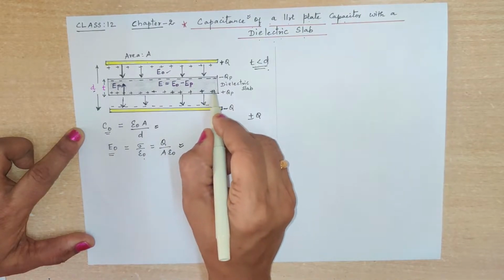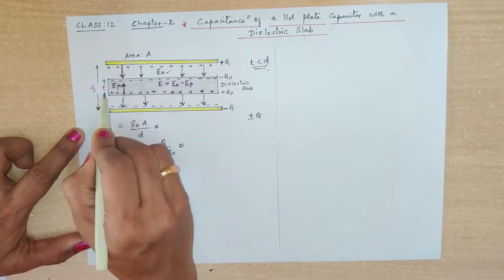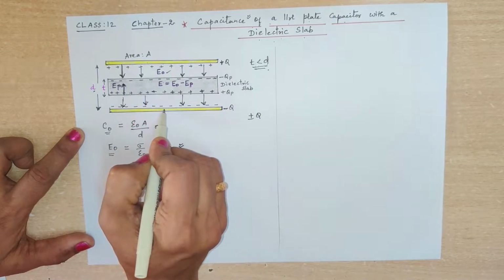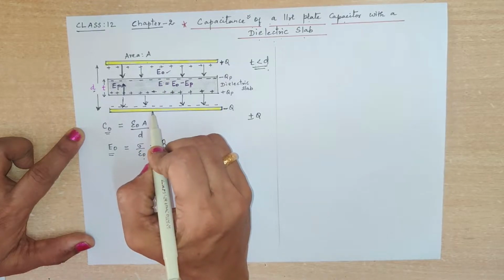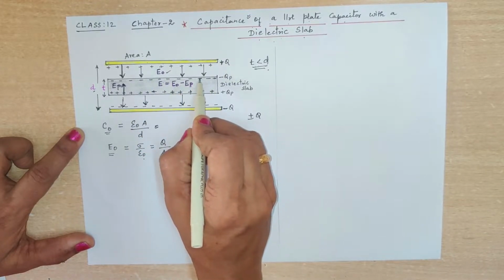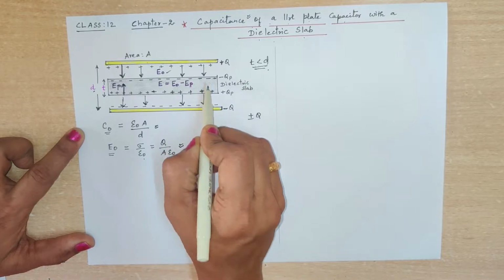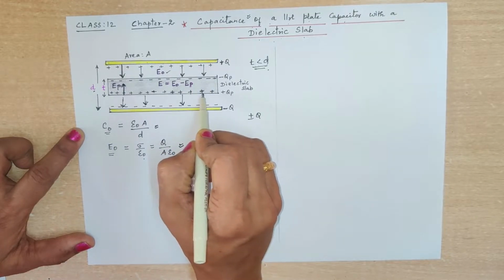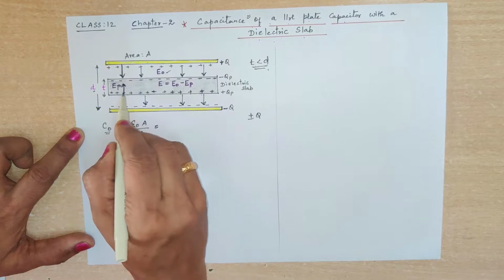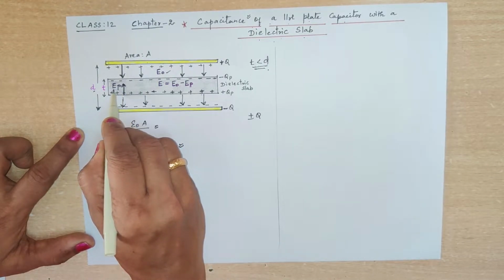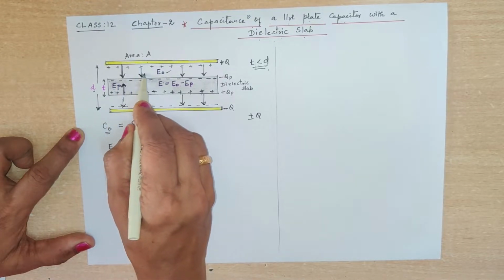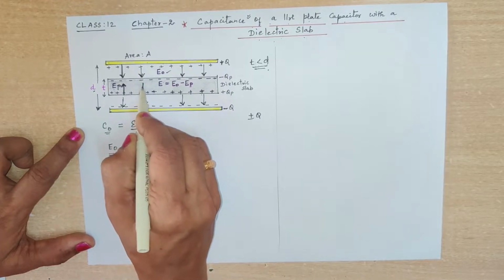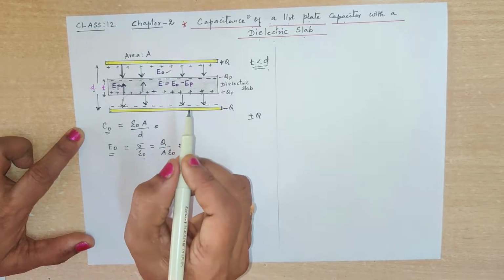Now, when the dielectric slab of thickness T is introduced in between the plates, there is already an external electric field E naught, and that induces negative charges on the upper part of the slab and positive charges in the lower part of the slab, and that again induces an electric field due to polarization. This is going to be in the opposite direction to the field. This is a field externally and this is a field internally due to polarization.